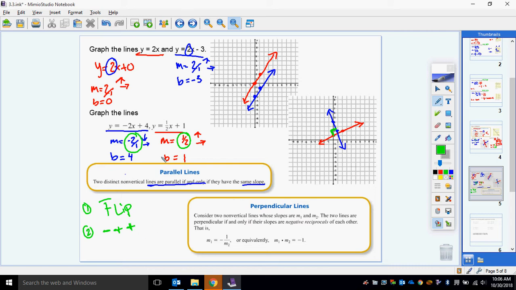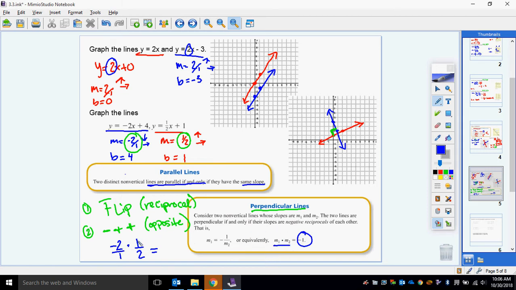So anytime you have a reciprocal, and they're opposite signs, one's got to be positive and one's got to be negative, then we call them perpendicular. Okay, so opposite reciprocal slopes. If you're ever unsure if they're opposite reciprocal, how you can tell is if you were to multiply these slopes and you got an answer of negative 1 when you multiplied them, then they're opposite reciprocal.